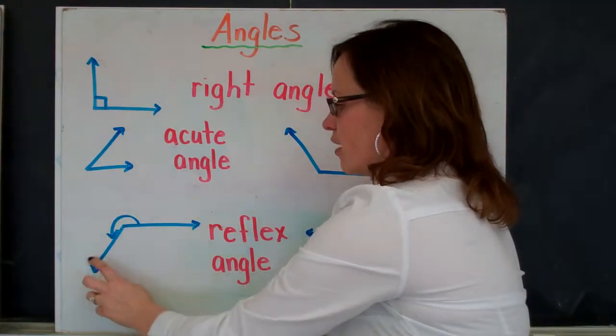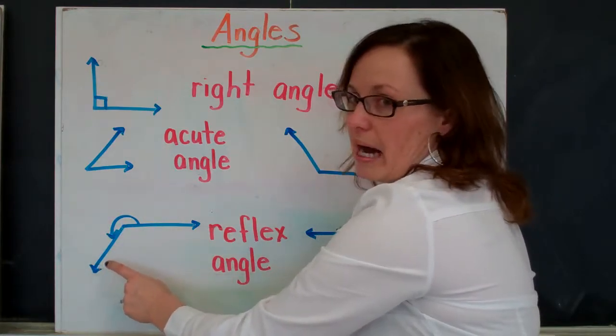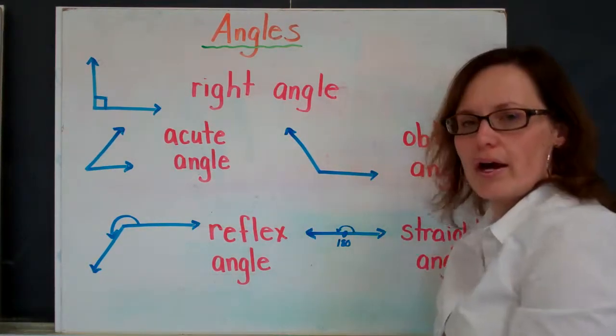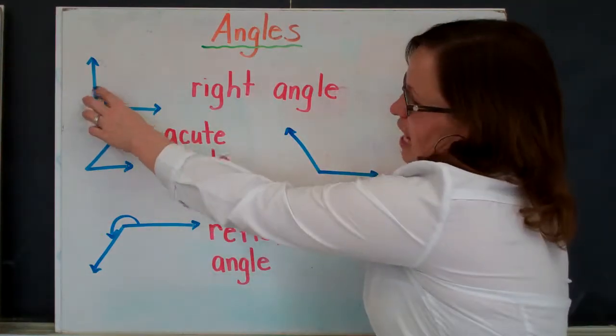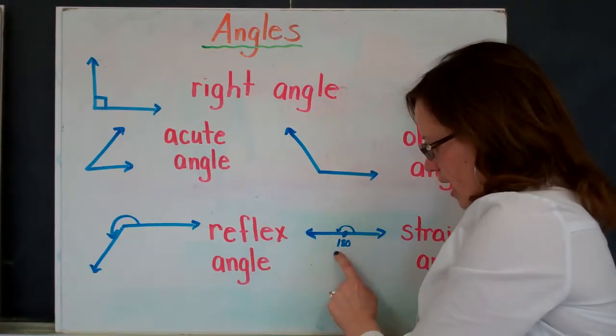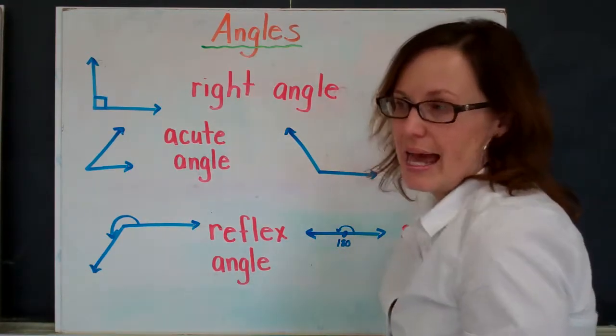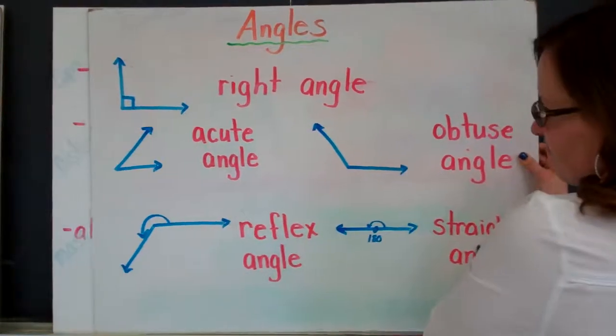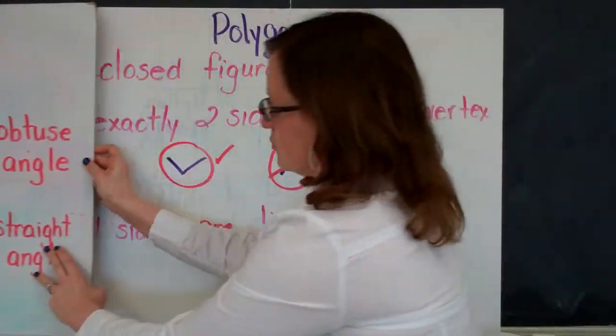A reflex angle is greater than 180 degrees, and a straight angle is exactly 180. Now a straight angle doesn't have a symbol like a right angle does, but sometimes there's a little arrow and they actually write 180 on it. And if you want to check for sure, then you just use your protractor and you measure it.